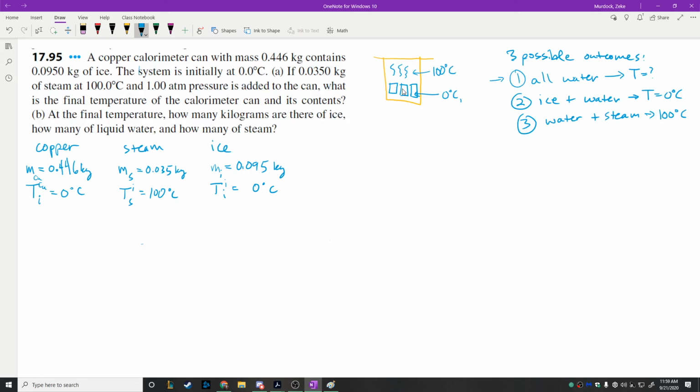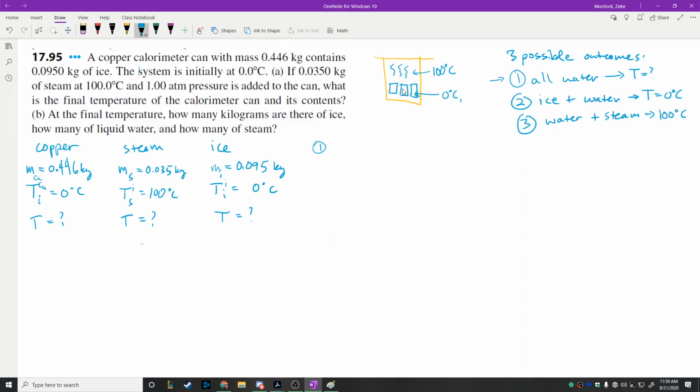Okay, so we're gonna look at possibility number 1 first, that everything turns into water. If everything turns into water, what's our goal? It's to figure out what the final temperature is, right? I don't even know if this is a good strategy, but I often think this is one of the best ways to kind of show you how to approach problems. Like you got to go down a certain path and see what happens. So this is our goal, figure out the final temperature here.